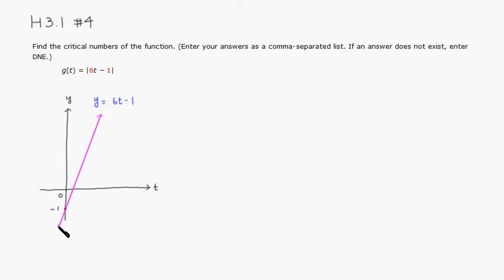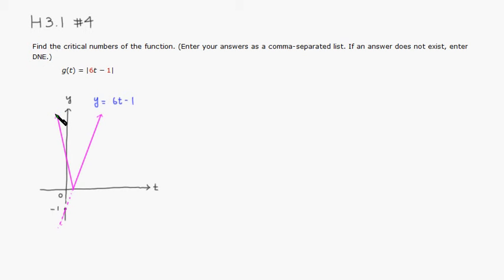What the absolute value sign does is that every time the graph goes below the t-axis, it reflects about the t-axis so that it all becomes positive. So let's do that. I'm going to erase the part we don't need, this part. Everything is flipped over to the positive side, so it looks something like this.